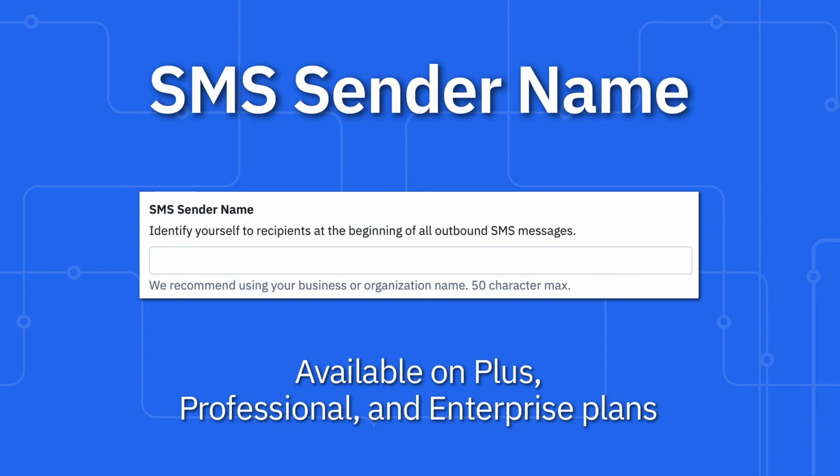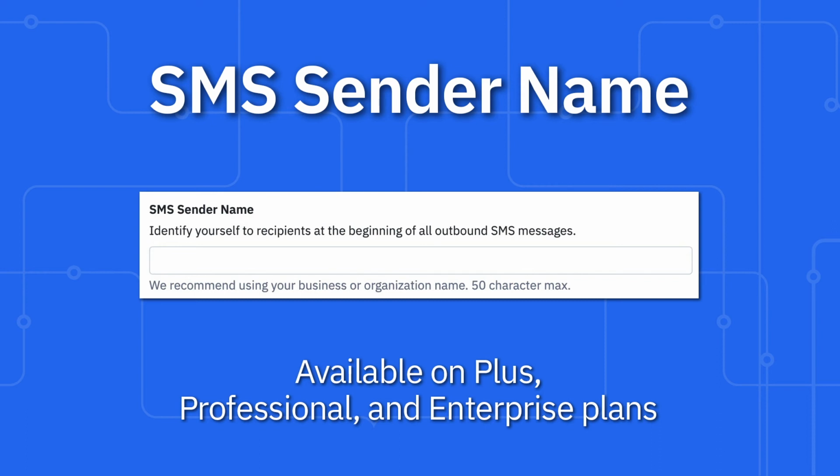When you set up an automation that sends out SMS messages natively to your contacts and you have this field filled out, we will prepend at the beginning of every message this name. So that's why your business or organization makes sense. It's meant to identify yourself to your contacts, so it's more likely that they will be engaged because they understand who it's coming from.